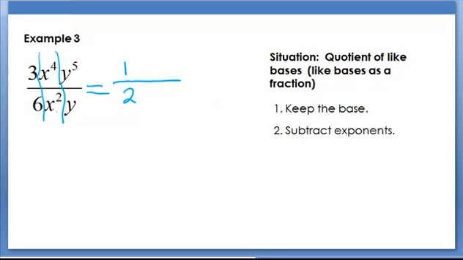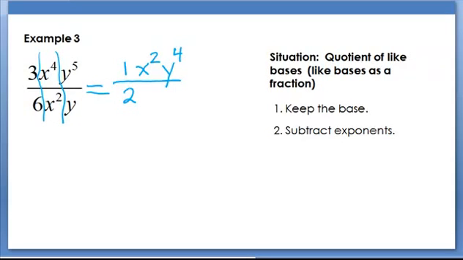For your x's, you have a fraction. Keep the base and subtract. You have x squared. For the y's, keep the base and subtract. Don't forget, this one has a 1 if you don't see an exponent. So 5 minus 1 will give us 4 y's, or y to the 4th.